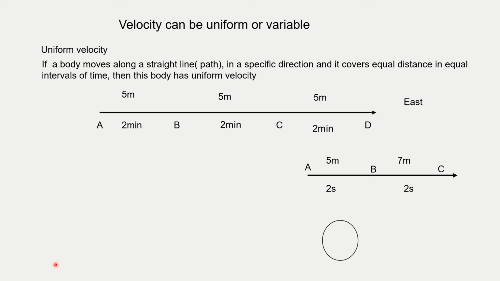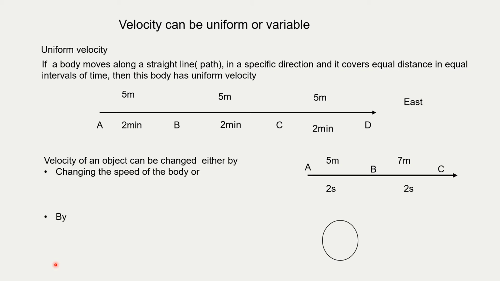Now velocity can be variable. How can we change the velocity, or when will velocity be variable? Velocity of an object can be changed either by changing the speed of the body or by changing the direction but keeping the speed constant. So let's look at this example here.